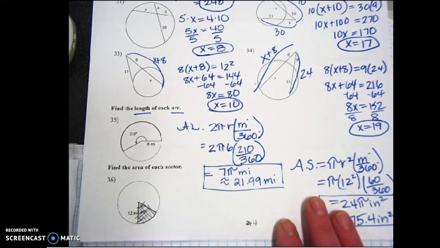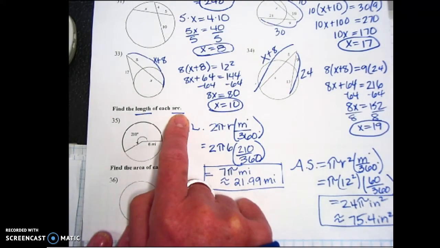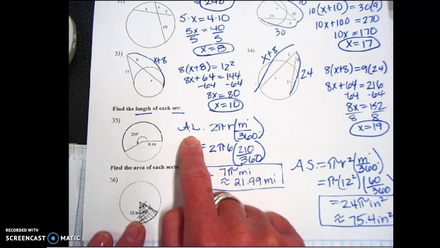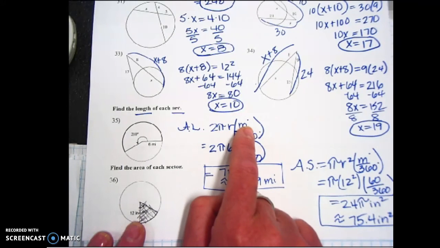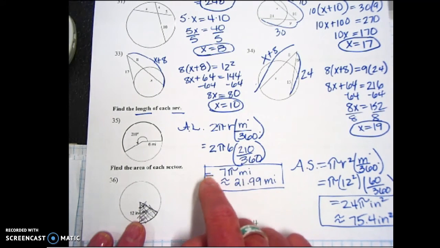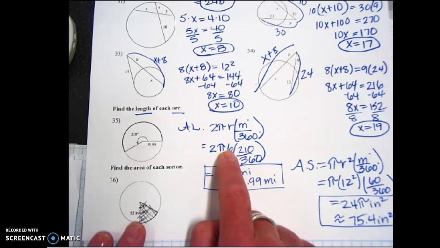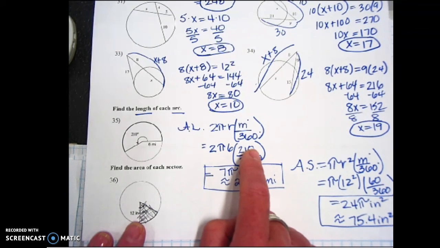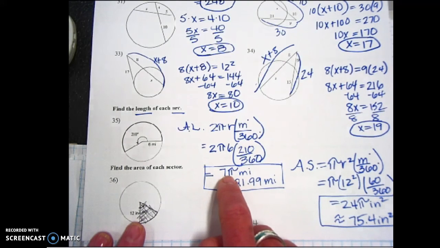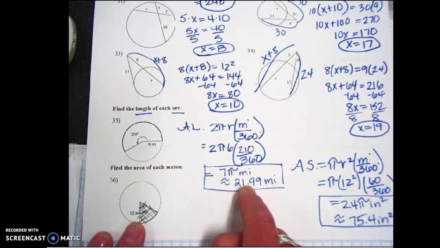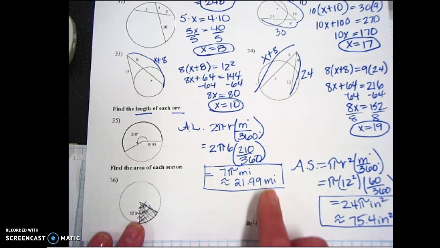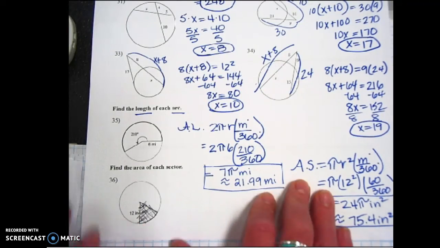Number 35, they ask you to find the length of the arc. So I copied down the formula for arc length, which is 2 pi r times the measure of the angle over 360. Substituted in my two values, the radius of 6, the angle measure of 210, typed into my calculator and got 7 pi. Then I took the 7 and multiplied it by the pi button, got 21.99. The units are in miles.